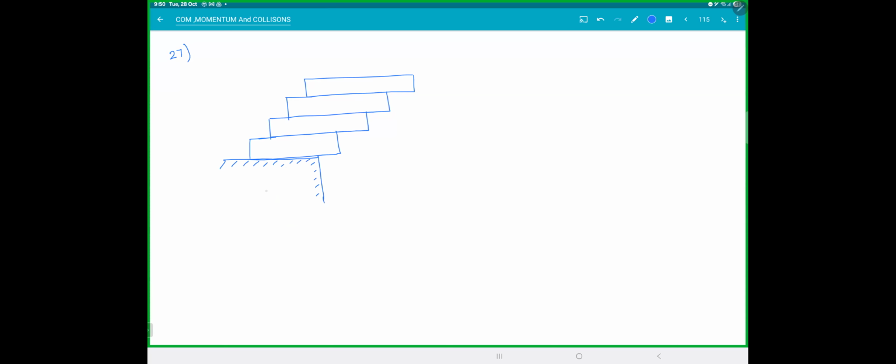Getting it? So we have 4 identical planks of length L. I'm sure you must have done this in school with your notebooks. Did you ever try this thing? Keep one book on top of another and try to extend it outwards.